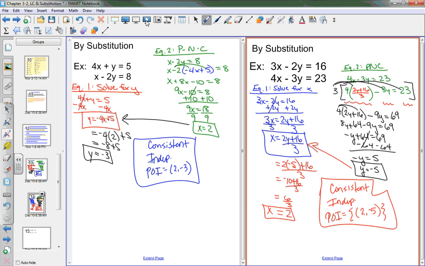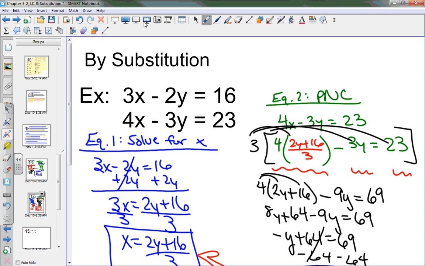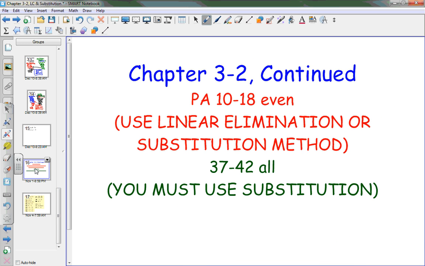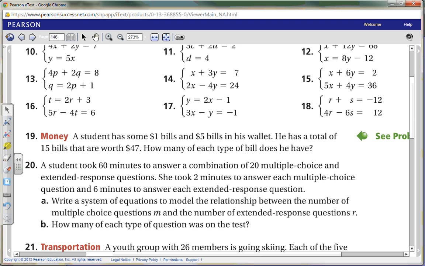Okay. Tonight's homework is on your notes. It's problems 10 through 18. Now I want to bring your attention to problems 10 through 18. If you're looking at problems 10 through 18, that brings us right here.